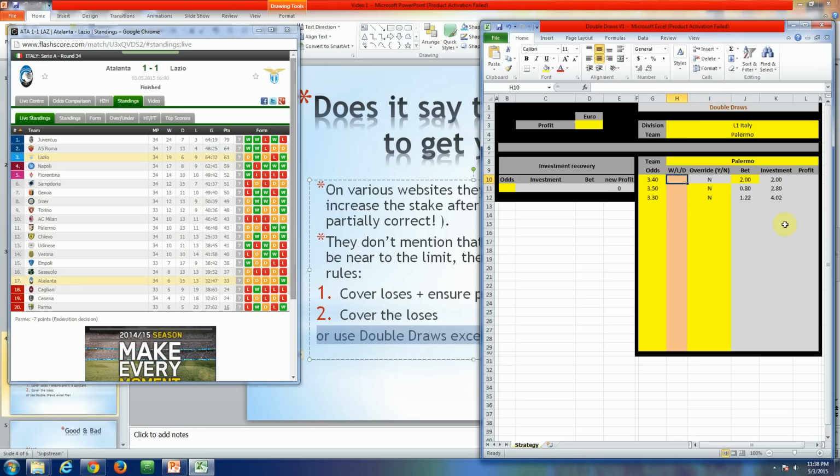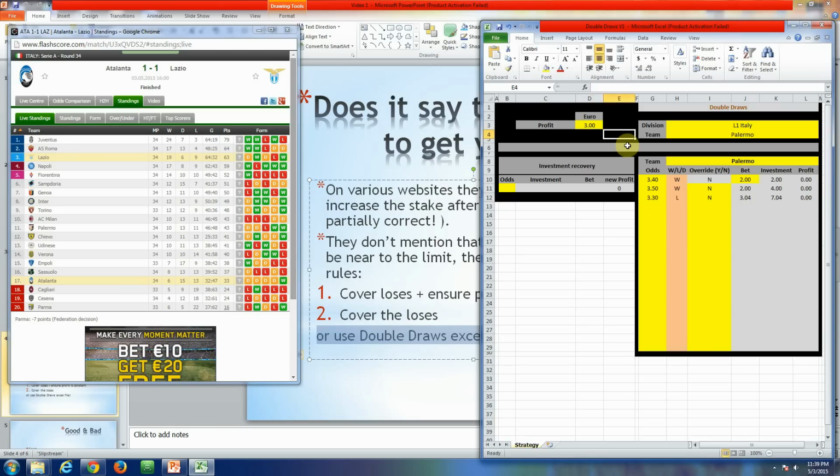And here is the result that Palermo had each game: a win, and a loss. Okay, which makes the profit to be 0. Here you'll need to put the profit that you want to have with this strategy. So meaning for each game, the bet that you put will ensure you to have this profit.